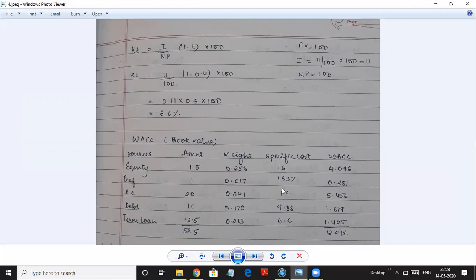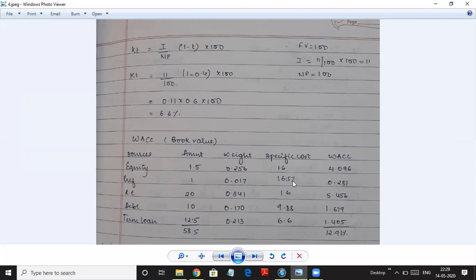These are the costs that we calculated. Equity 16%, preference 16.57%, retained earnings we take as equal to equity, so that is 16. Debt you got as 9.88 and term loan you got as 6.6. Multiply the weightage with specific cost, you will get the weighted average cost of capital. So 0.256 into 16, 4.096.